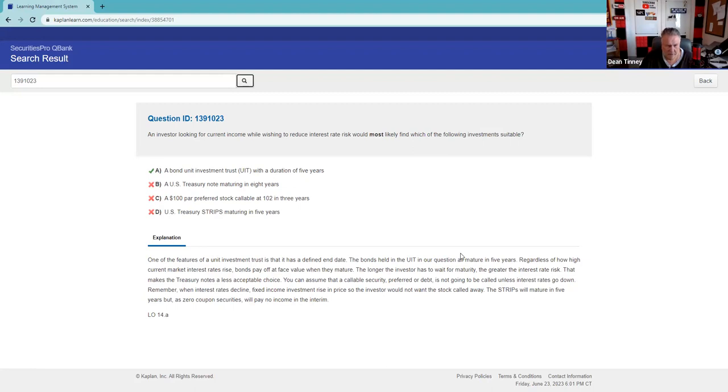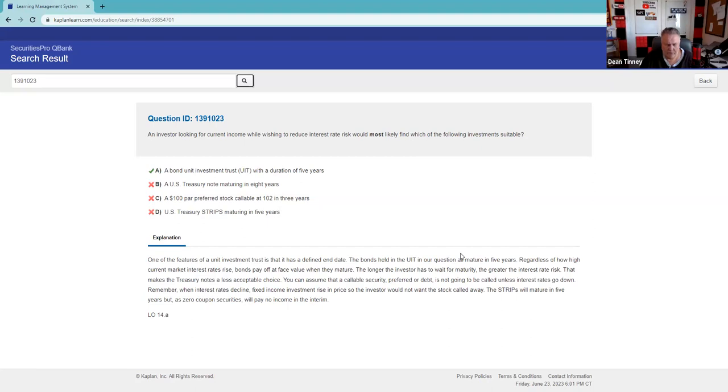So we have a treasury note in 8 years. We have a preferred stock callable in 3 years. We have a strip in 5. And duration is a measurement of volatility. And here we're saying the average of that unit investment trust is a portfolio. Another real tough one. Let's see what they say.